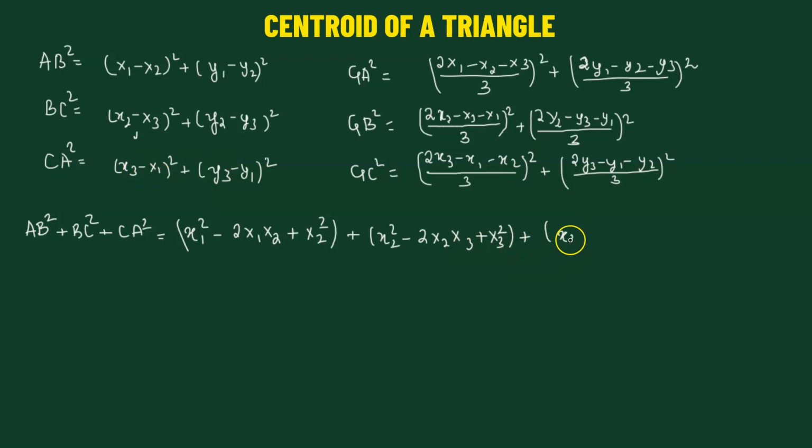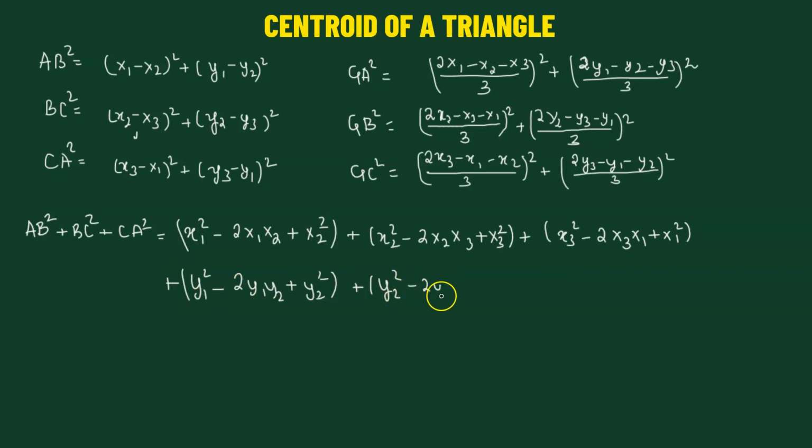So we have x3 squared minus 2 times x3 times x1 plus x1 squared. Then we're going to add all the terms containing y, starting with (y1 minus y2) squared. So we have y1 squared minus 2 times y1 times y2 plus y2 squared. This will be added to y2 squared minus 2 times y2 times y3 plus y3 squared, added to, then we need (y3 minus y1) squared. So that's y3 squared minus 2 times y3 times y1 plus y1 squared.